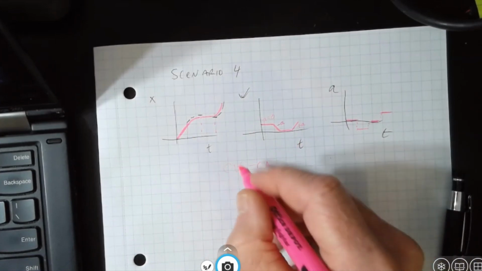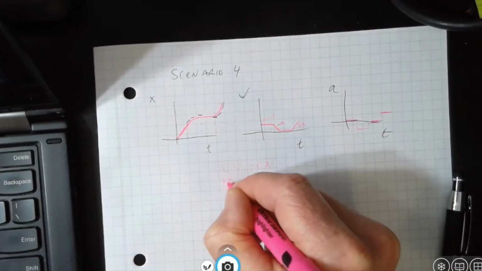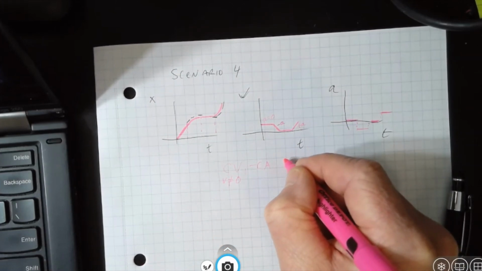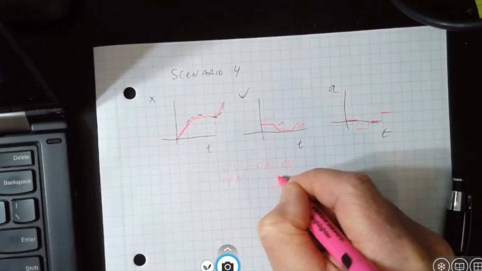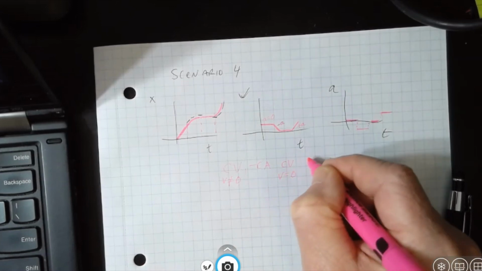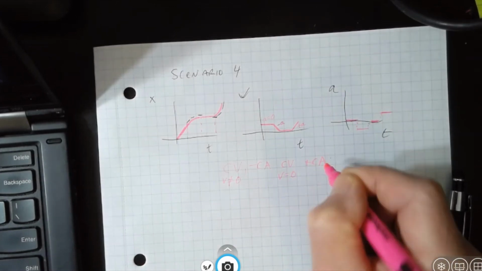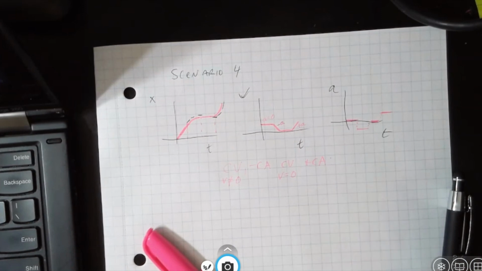Okay, this first constant velocity is not 0. And then the car has a constant velocity of 0. And then the car is going to be getting faster and faster at the end.